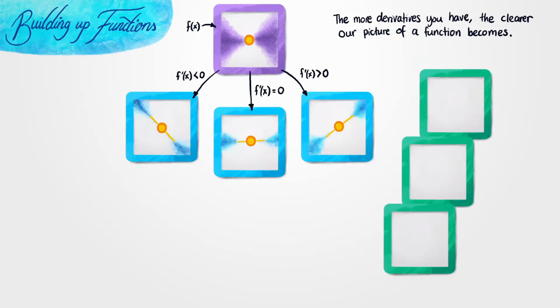Okay, so I've drawn three possible cases here because I want to allow for three different types of second derivatives. I first want to look at the case where the second derivative is positive, and then I want to look at the case where it's 0, and also the case where it's negative.